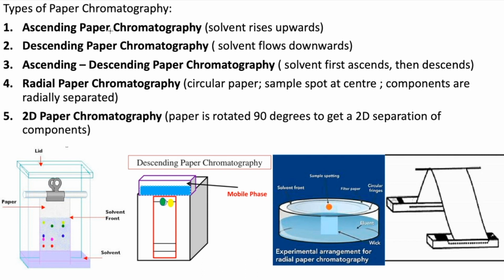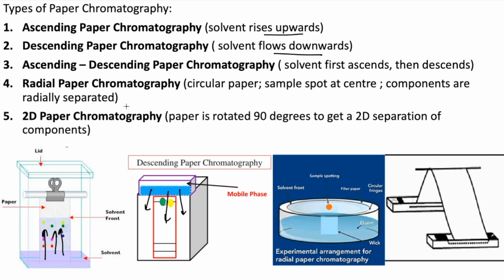So types of paper chromatography are given over here: ascending paper chromatography, descending paper chromatography, ascending descending paper chromatography, radial paper chromatography, and 2D paper chromatography. All of these are shown over here. You can see in the ascending paper chromatography, the solvent is going to rise up. In the descending one, the solvent is going to flow down. So this is the descending one. Okay, so mobile phase is kept upside, and the water is going to get soaked into the paper and move downside. Whereas in the upside one, or you can say ascending paper chromatography, the solvent is kept downside, and the solvent will slowly go up in this particular paper.